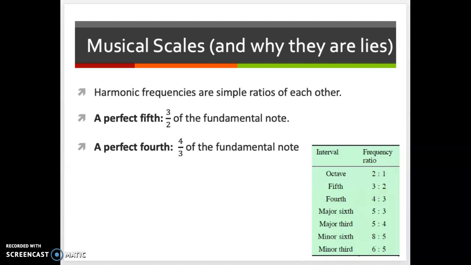By the way, a fifth, if you're wondering what a fifth is, it's like twinkle, twinkle, that's a fifth. A fourth is like Here Comes the Bride, like here comes the bride, that's a fourth. So those are intervals you hear a lot, and there's a reason for that. It's because they sound good.